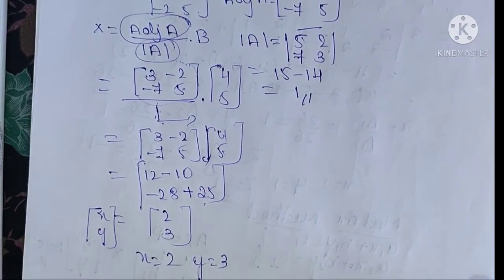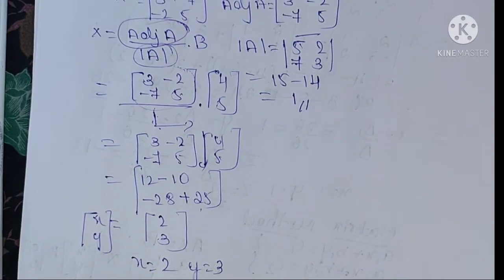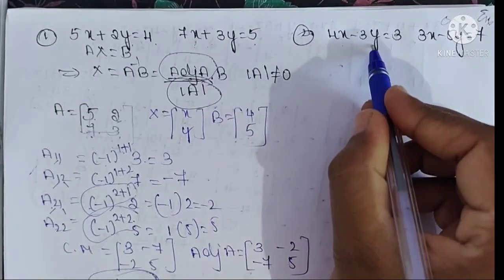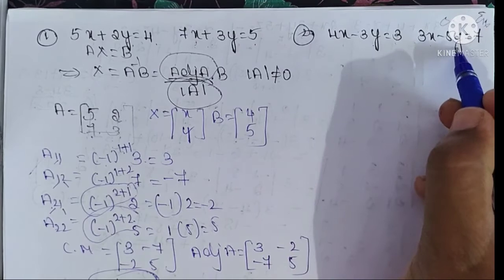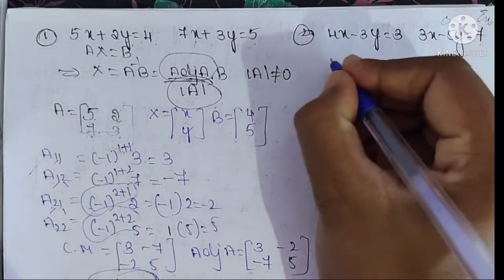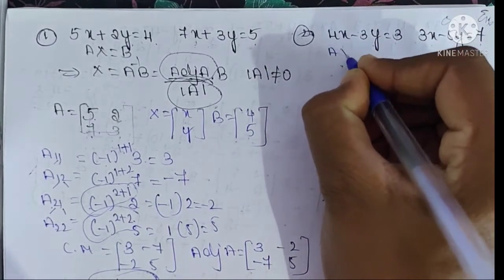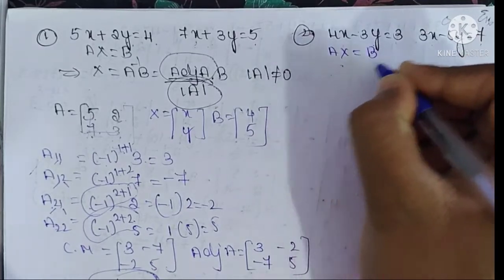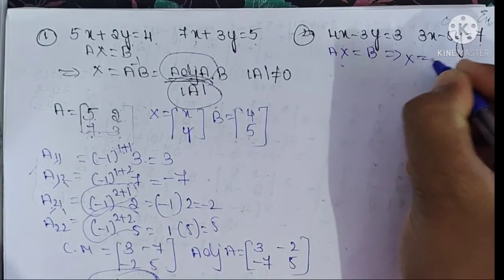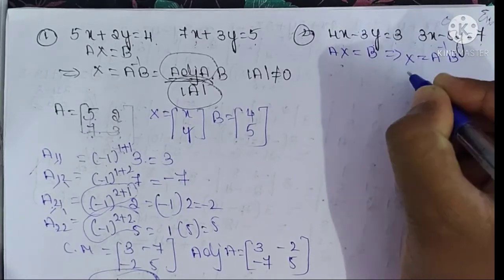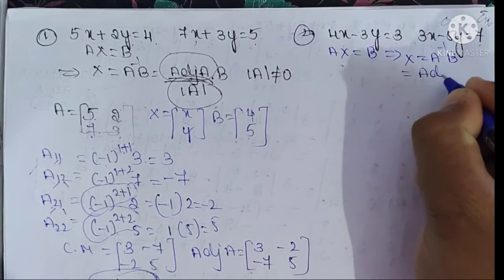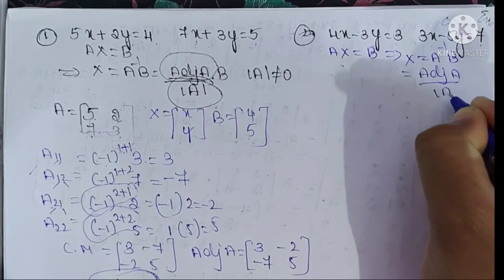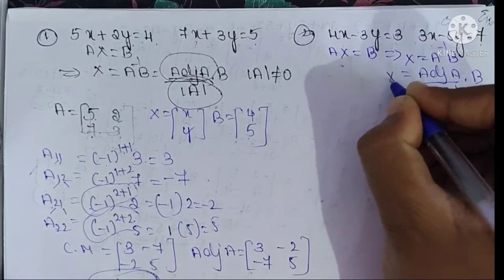This is by using the matrix method. Let's see one more example. 4x minus 3y is equal to 3, and 3x minus 5y is equal to 7. Here, the given system of equations is of the form AX is equal to B. This implies X is equal to A inverse into B. A inverse value is adjoint of A divided by determinant of A, into B.